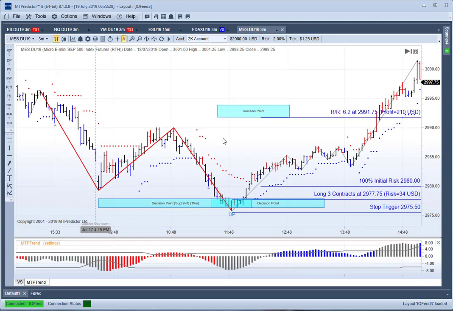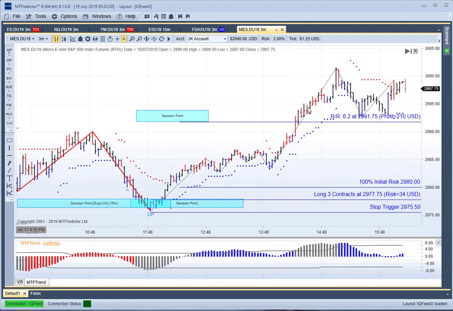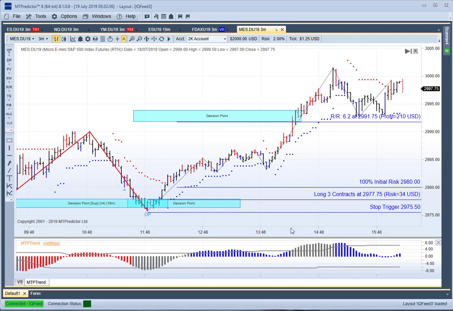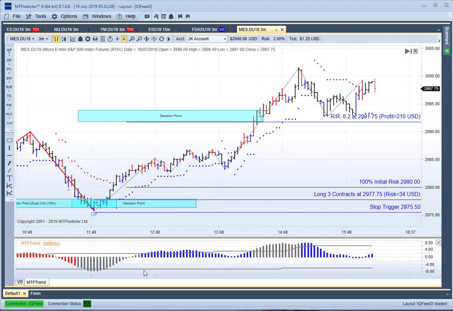If I move forward, you can see the market rallied up quite nicely and then hit the initial target here. This is when we look to our strength band on our MTP trend. Can you see we have 2 grey lines here?